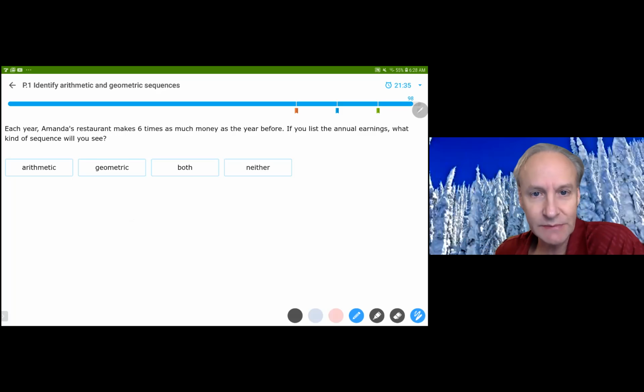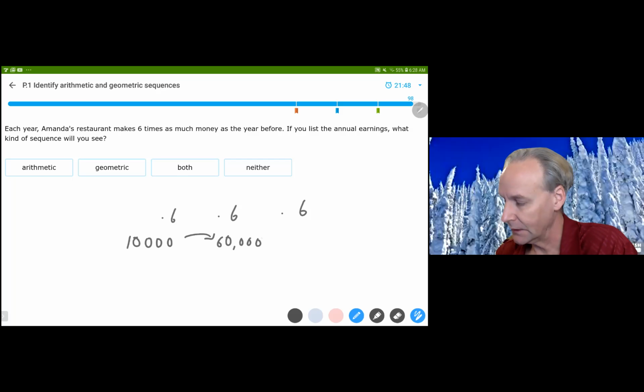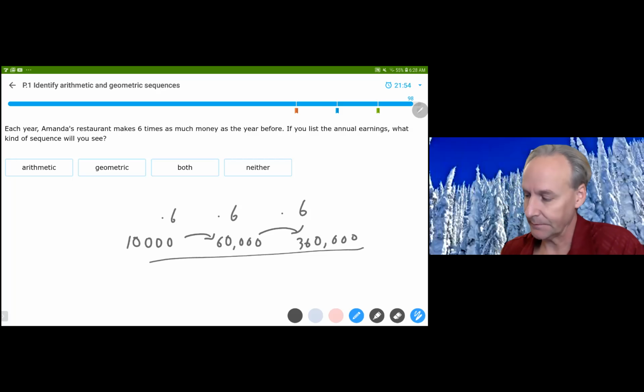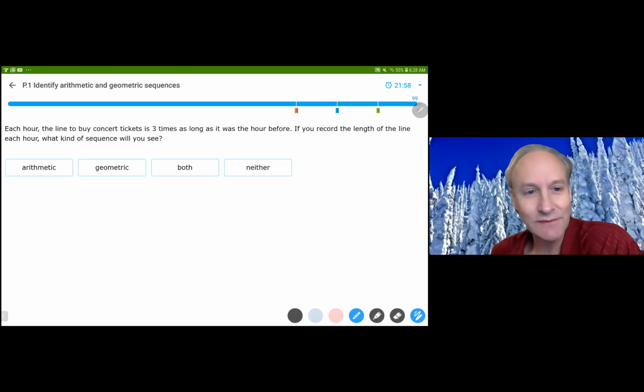6 times as much money as the year before. This is times 6, times 6, times 6. Maybe it makes 10,000 the first year, makes 60,000 the next year, makes 360,000 the next year, which is the kind of sequence you want to see. That is geometric. And we have one last one, and then we're done.